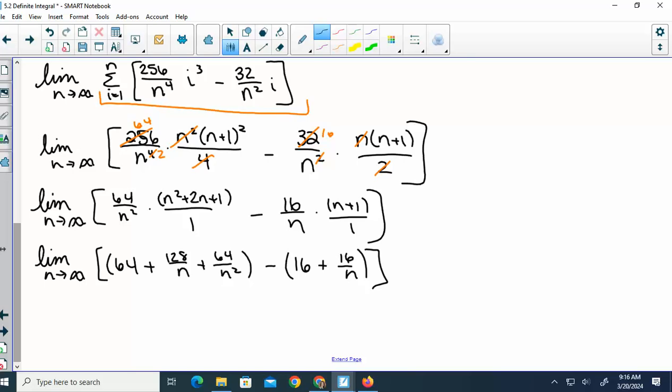So my whole goal is to be able to evaluate this limit. Remember, n is going to infinity. So if you have a number divided by infinity, what will that always turn into? 0. So just a constant won't change. So this is 64 plus 0 plus 0 minus 16 plus 0. So 64 minus 16 is 48. So we just evaluated our first integral. And we did it by first rewriting it using the notation that we've already been doing and using our summation rules.